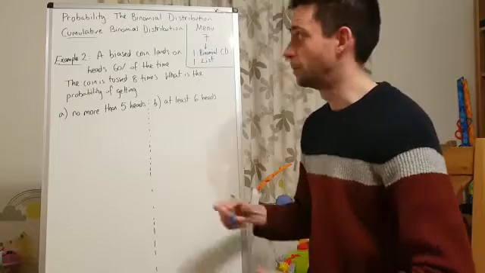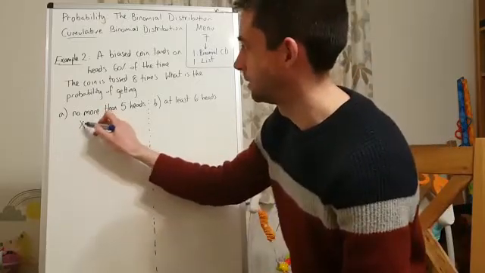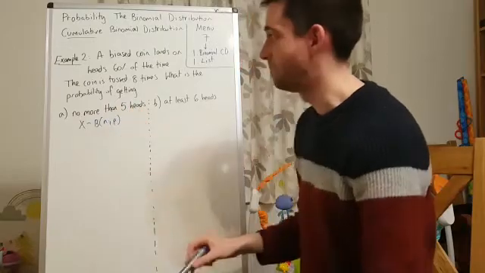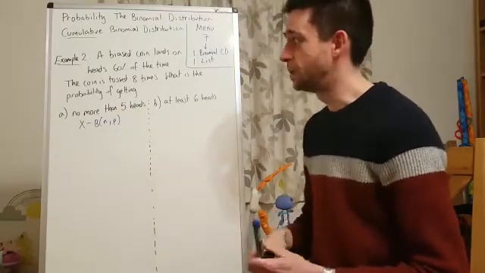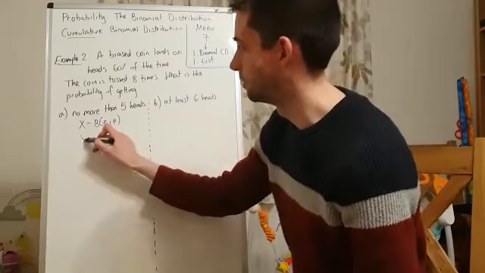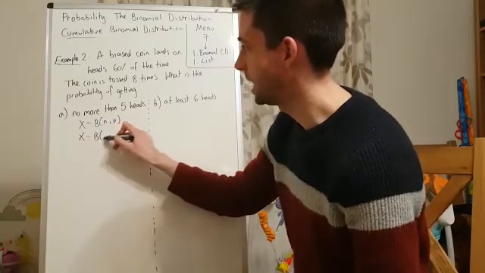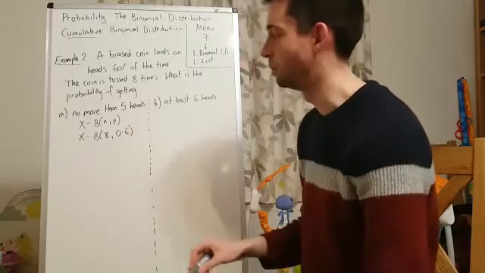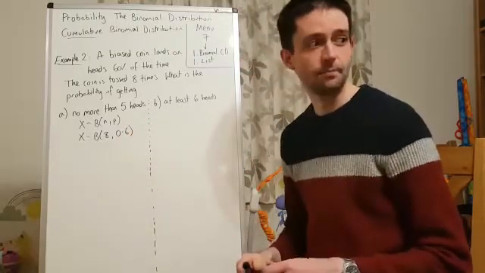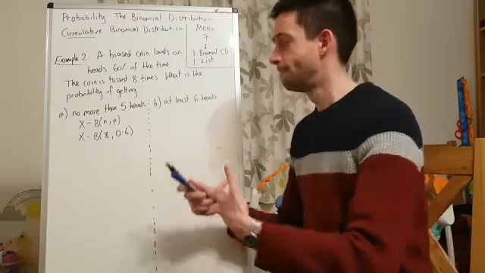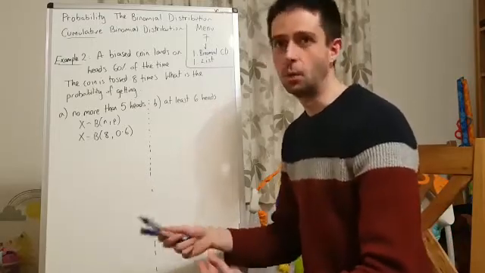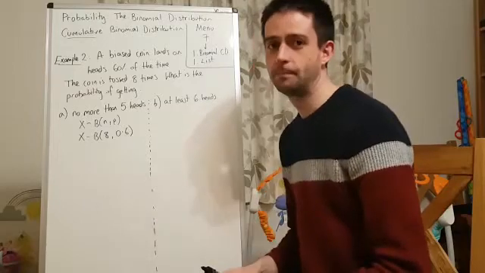So the first thing I'm going to write in part A is that X follows a binomial distribution B(n, p). And for this particular example, n is the number of trials, which is 8, and p is the probability of success, which is 0.6. And by writing that, I know which distribution I'm using, and I don't have to keep thinking back, okay, what was n, what was p? I've got it written there.